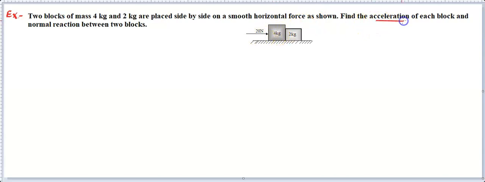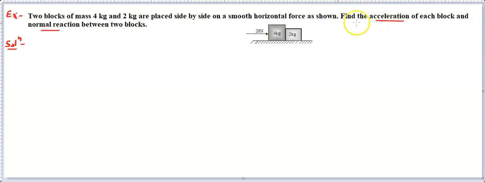We need to find the acceleration of each block and the normal reaction between the blocks. It's a very similar type of question, and you will be observing. I will be using the same strategy to solve it, and you can pause and solve quickly if you want.